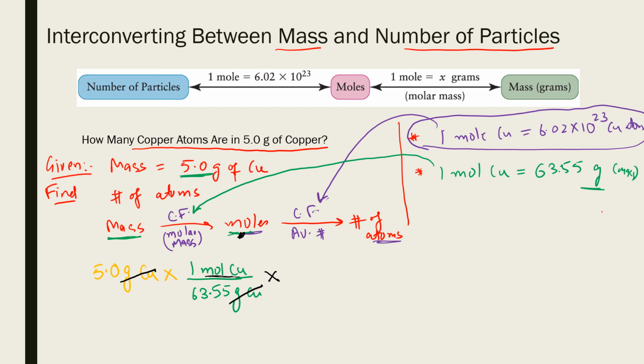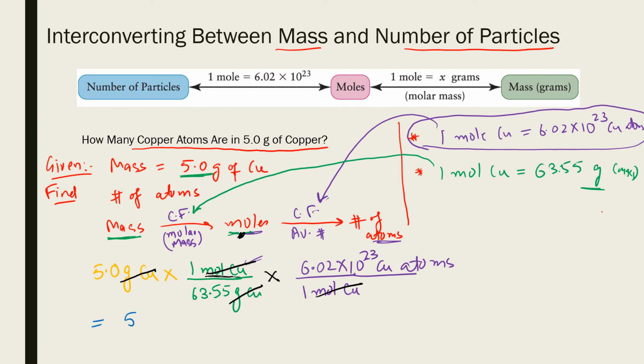Now if you see, mole of copper is up here, so in this conversion factor mole of copper should be down here, and up here will be 6.02 times 10 to the 23 copper atoms, right? So now again mole of copper cancels with mole of copper, and if we solve the remaining equation, we will get our answer.